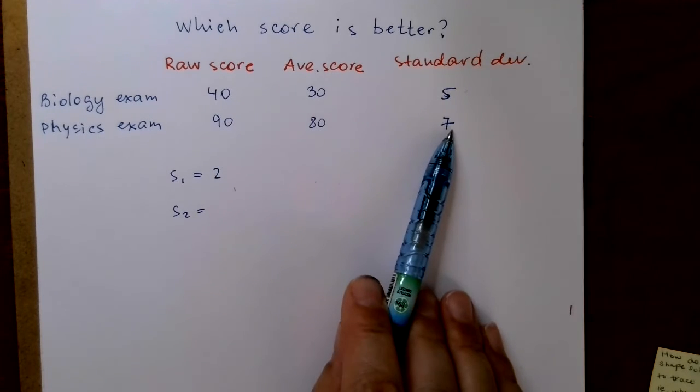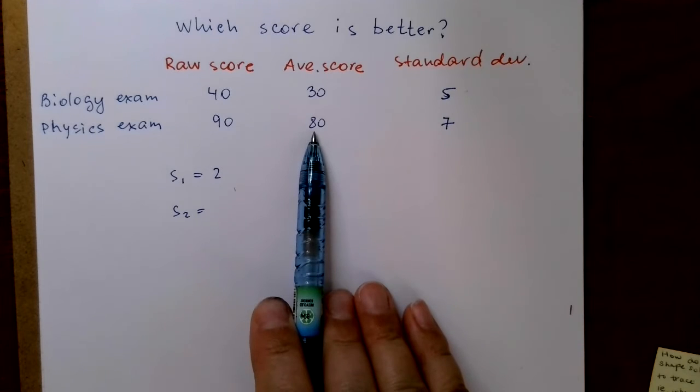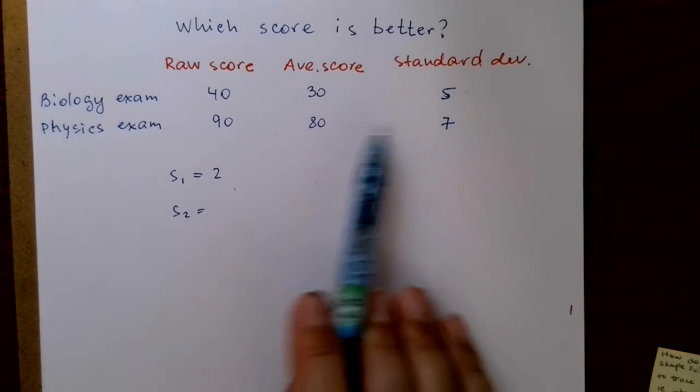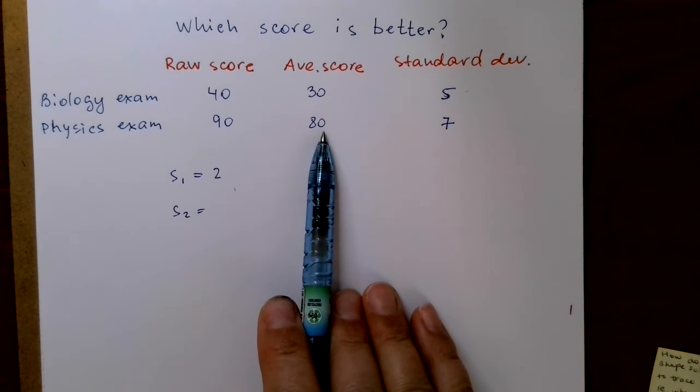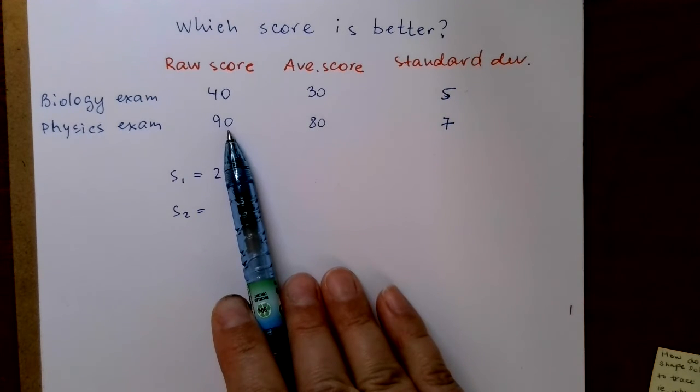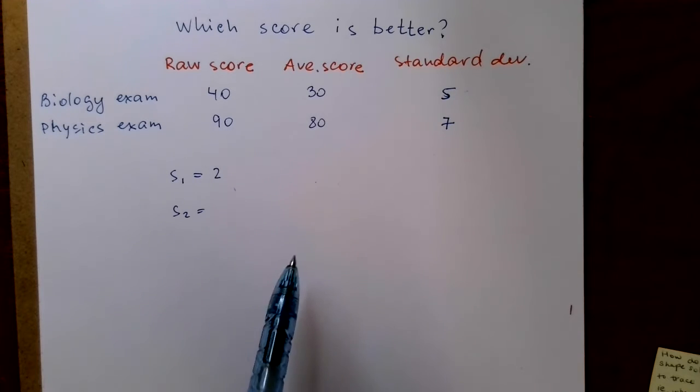Okay, the standard deviation is 7. So 80 plus 7 is 87. That's one standard deviation above 80. And then if you add 7 again, you get 94. So we don't land on 90. So 90 is somewhere between 1 and 2 standard deviations.